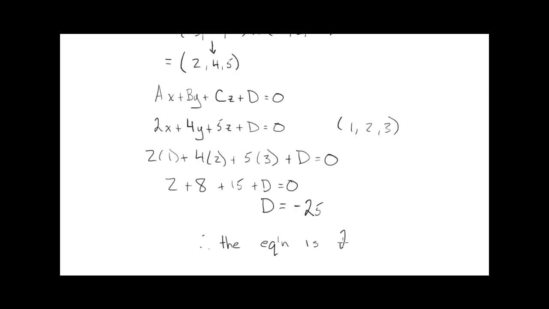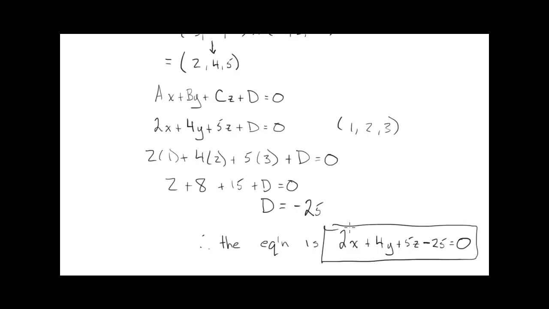Therefore, the equation is 2x plus 4y plus 5z minus 25 equals 0. There is our equation.